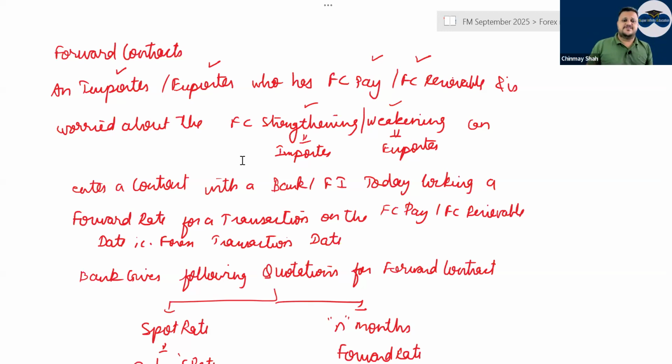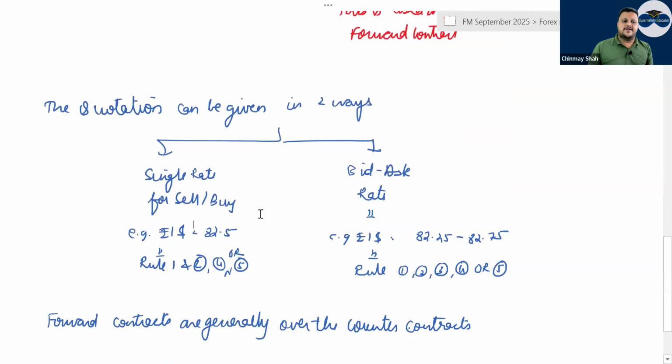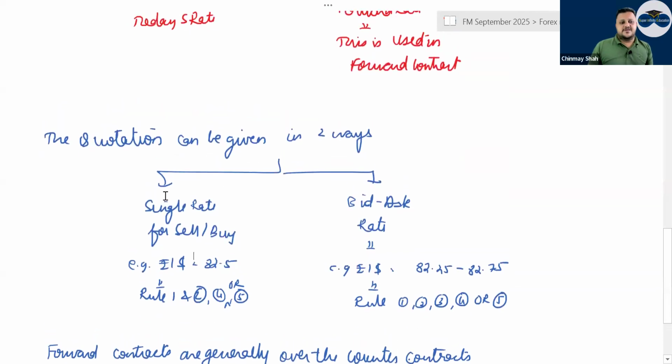So what will you do? Basically, you will lock a forward rate. That means on the transaction date, when you come with the transaction or the invoice, the transaction will be executed at whatever rate you decide today. Correct or not? Generally, you will see a single rate for sell and buy.